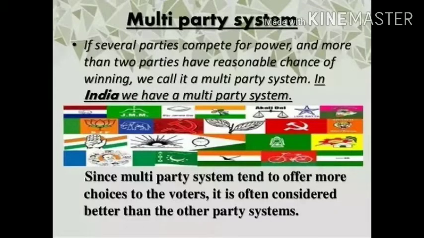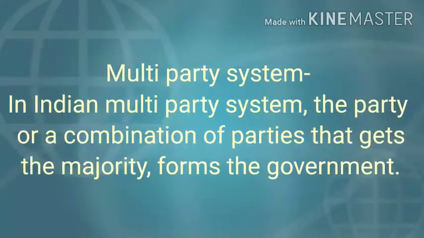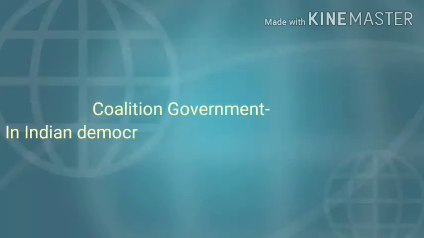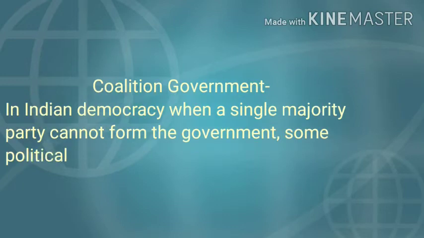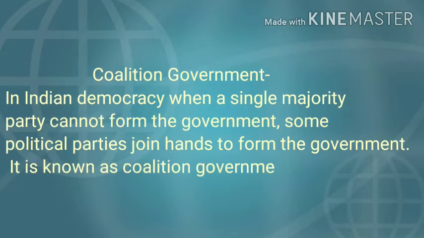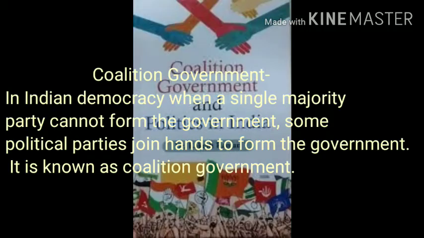Multi-party system. In Indian multi-party system, the party or a combination of parties that gets the majority forms the government. Coalition government. In Indian democracy, when a single majority party cannot form the government, some political parties join hands to form government. It is known as coalition government.